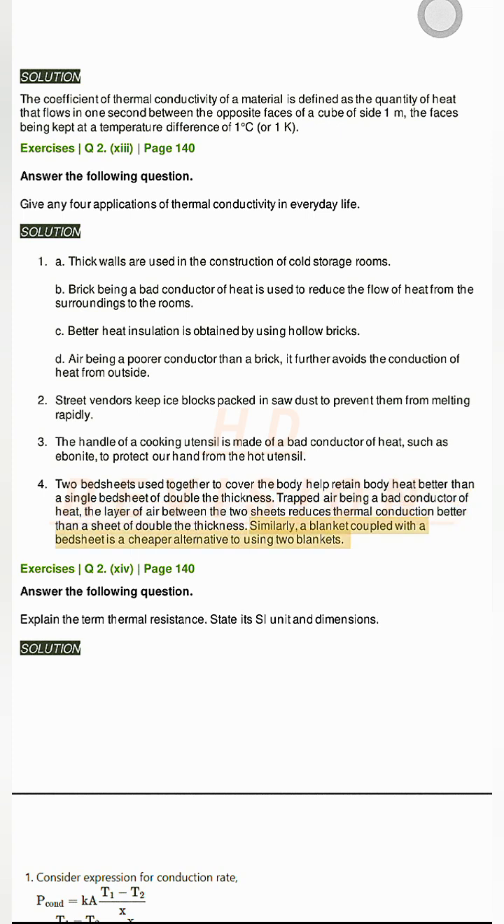Similarly, a blanket coupled with a bedsheet is a cheaper alternative to using 2 blankets. Exercises Q2. XIV, page 140. Answer the following question. Explain the term thermal resistance. State its SI unit and dimensions.